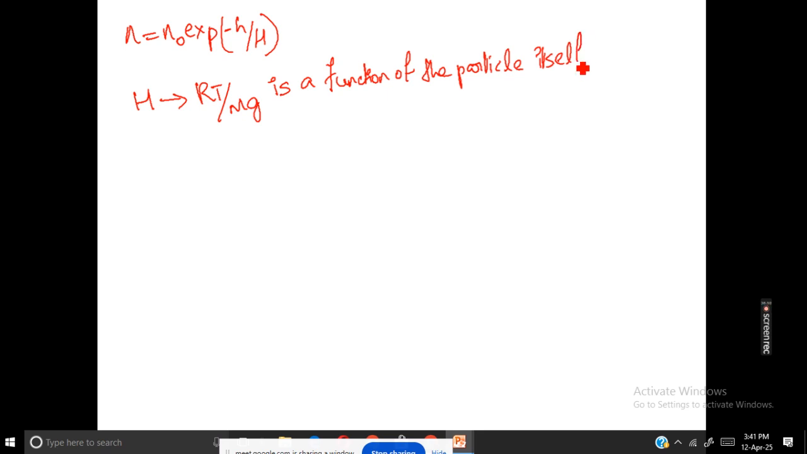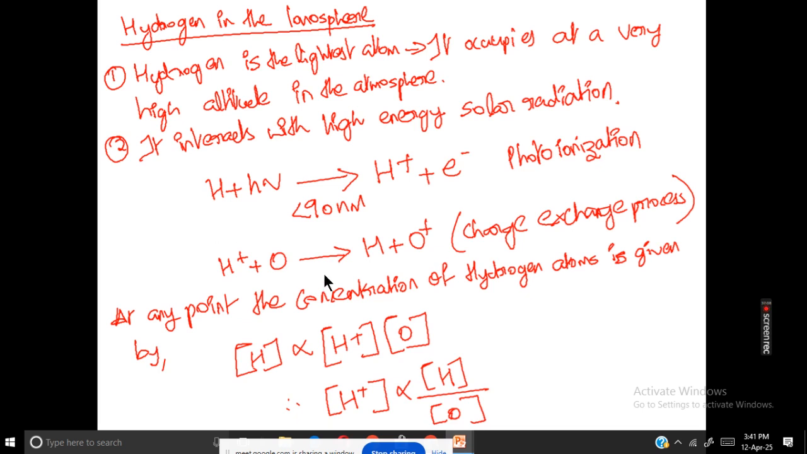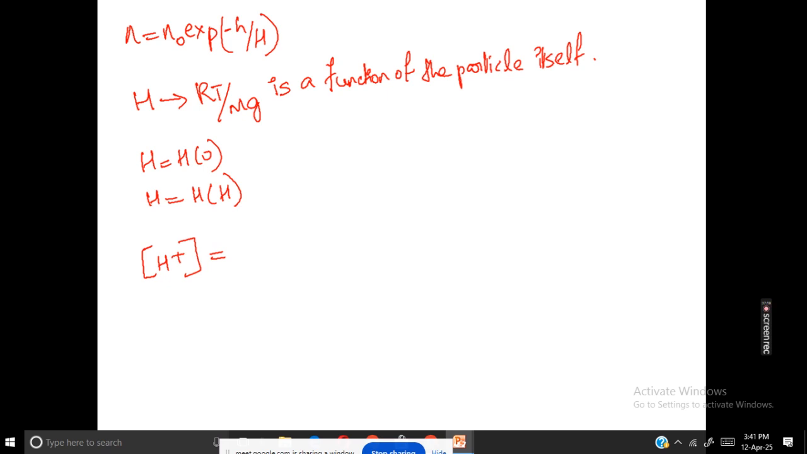In case of oxygen, we can call it the scale height of oxygen, and in case of hydrogen, we can call it the scale height of hydrogen. So we can substitute this equation here. The concentration of H plus ions, the concentration of hydrogen atoms, is proportional to e raised to minus h by the scale height of hydrogen at any height h. So this is basically the concentration of hydrogen atoms, neutral atoms, by the concentration of oxygen.